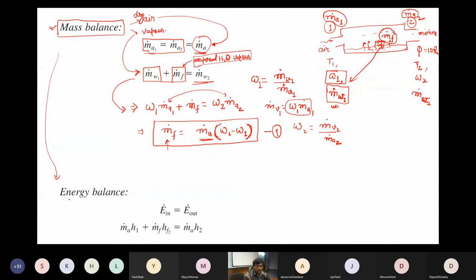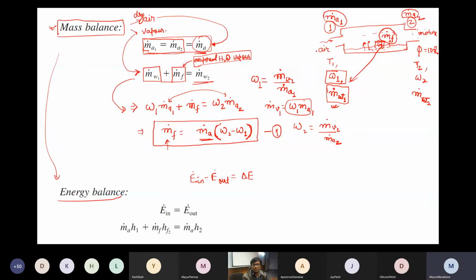Now let's talk about energy balance. So energy balance is, since the beginning I'm talking about energy balance is. Tell me. Can you just explain why the mass of dry air doesn't change when it passes from point 1 to 2? Okay, this has not been changed. Yes.